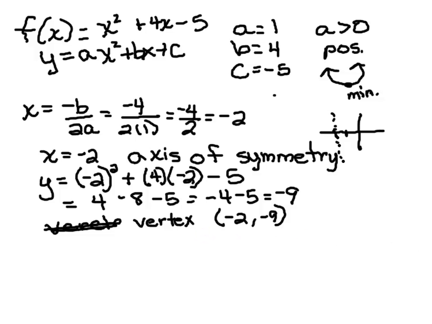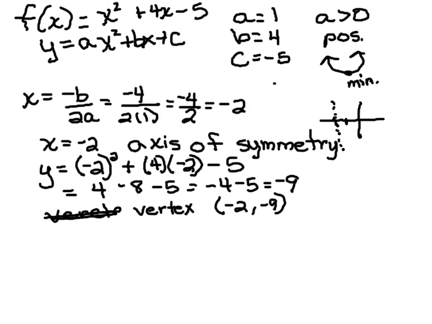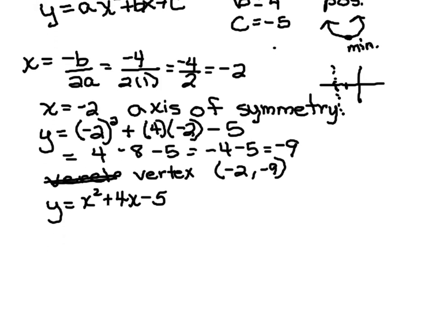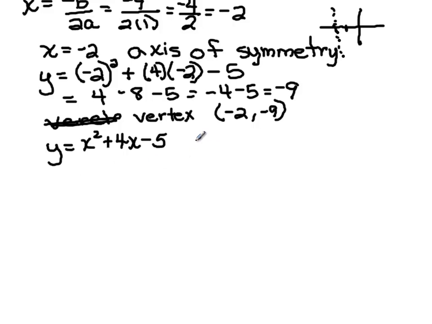Some other information that's good to graph is the x-intercepts. Now I'm going to write down my function again because I'm going to lose it when I arrow down to do that. And this time I'm just going to leave it as y equals x squared plus 4x minus 5. And I'm going to arrow down, so we're going to lose that top a little bit. Okay, so that's my original function. And now I'm going to find the x-intercepts.